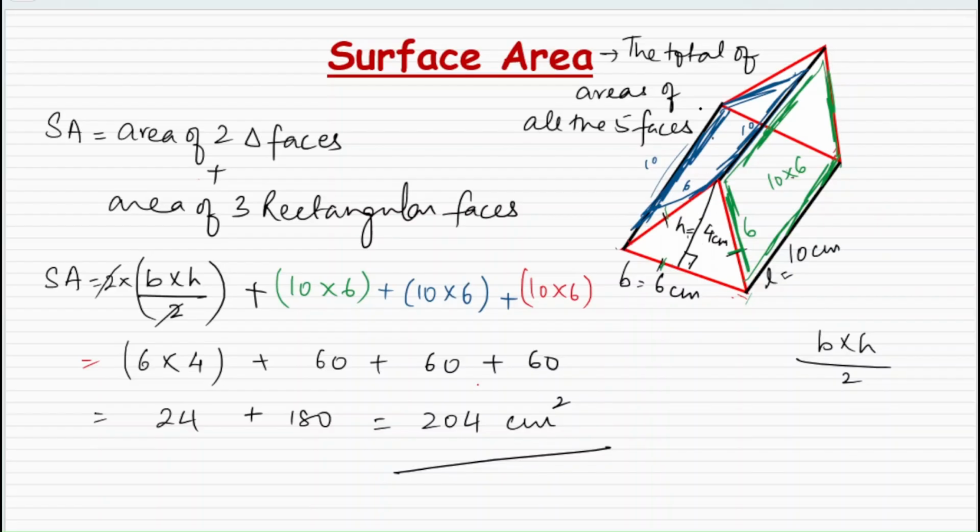So what we are doing, we are finding the area of the two triangular faces and the three rectangular faces, and then we are adding it all up together.